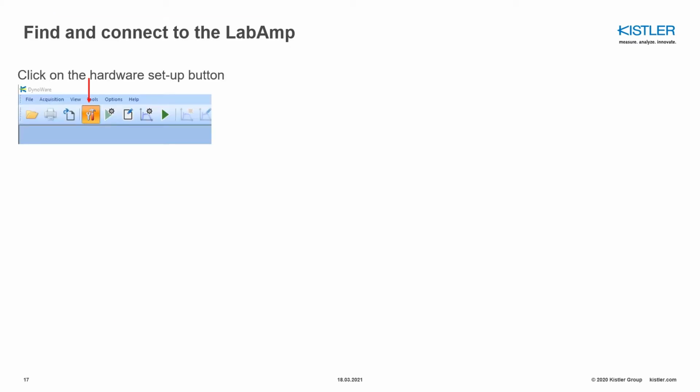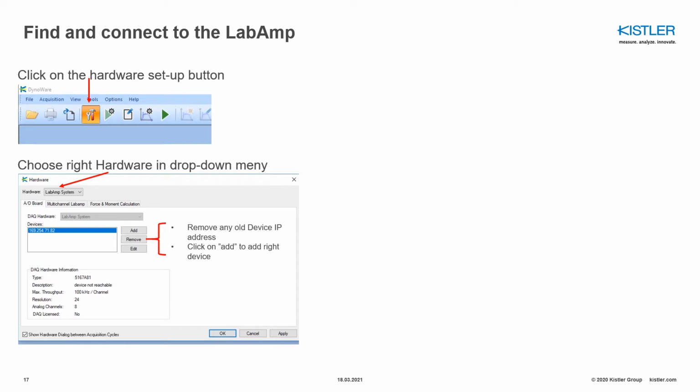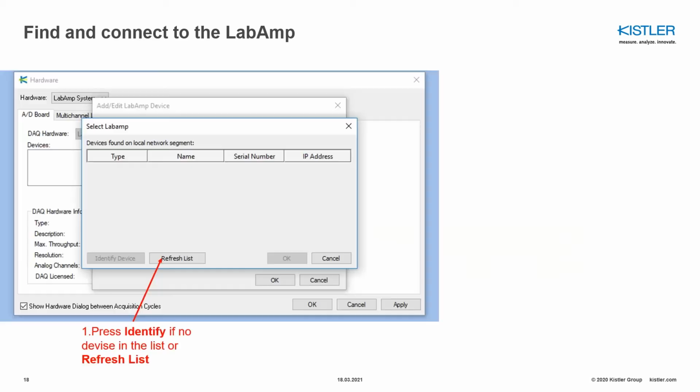So we go to the hardware button here, the setup button. We need to choose the right hardware in the drop down menu here. We choose LabAmp. If there is an old version or devices left in the software, we need to remove them first and click add again to be really sure that it is finding the right IP address. Then you need to press the find device button, and press identify device if it doesn't show up here. And later on, refresh the list also.